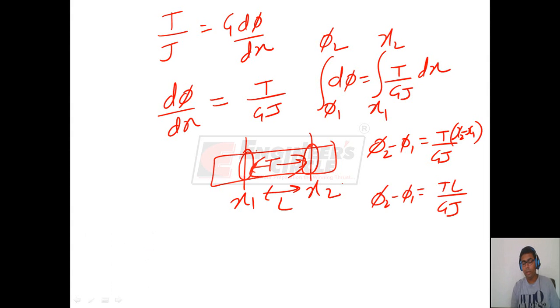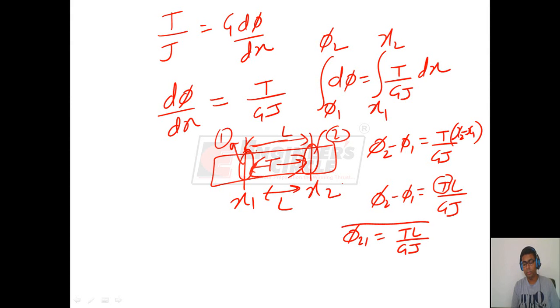So if we know the value of internal torque T on any portion, say L, of the shaft, then we can write the angle of twist of cross section 2 with respect to cross section 1, that is phi 21, as TL by GJ.